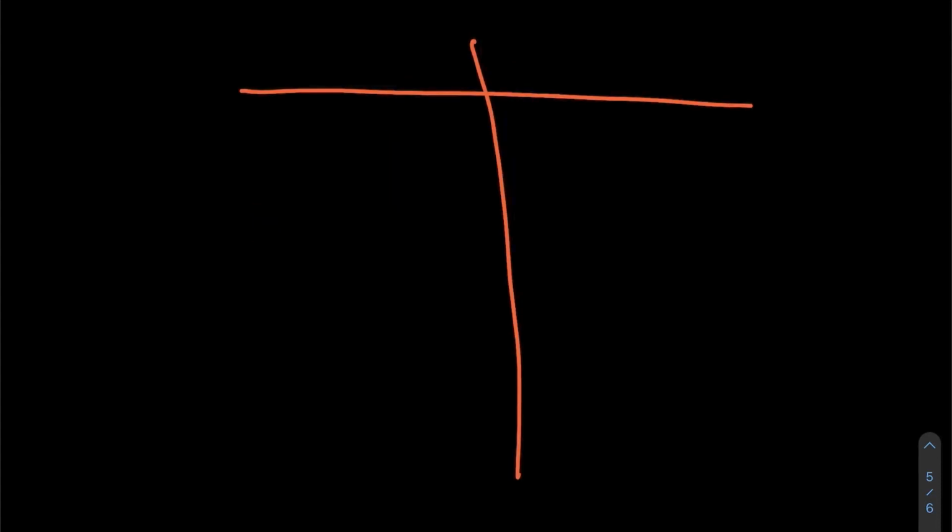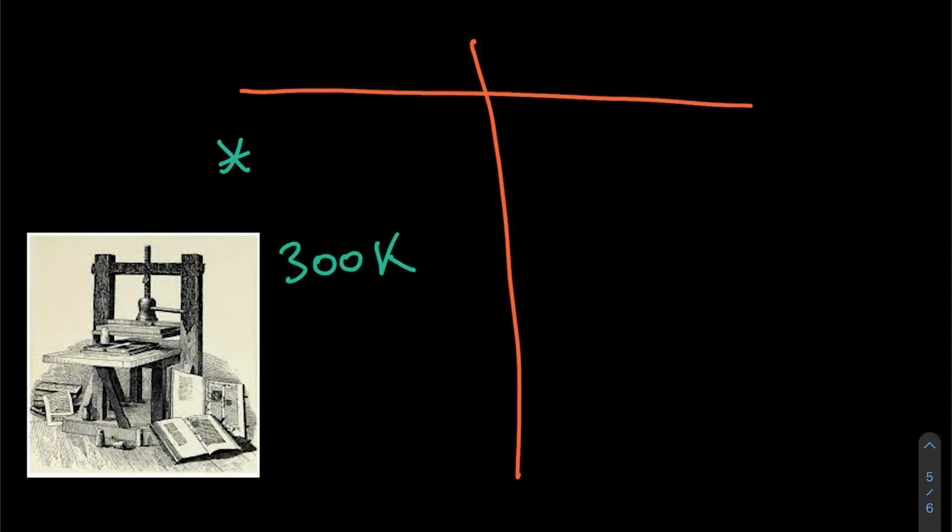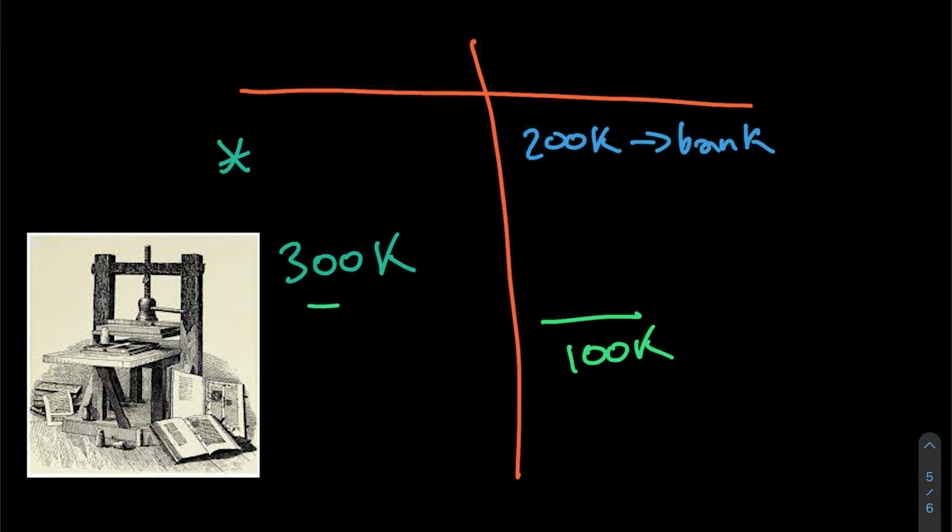So let's get into an example here. Let's say you own a business and you have a printing press worth $300,000. Now let's say in order to buy that printing press, you got a $200,000 loan from the bank and you put in $100,000 of your own money. So if you simply use the accounting equation, assets minus liabilities, so 300,000 minus 200,000, you're left with $100,000, which is your equity in that business.